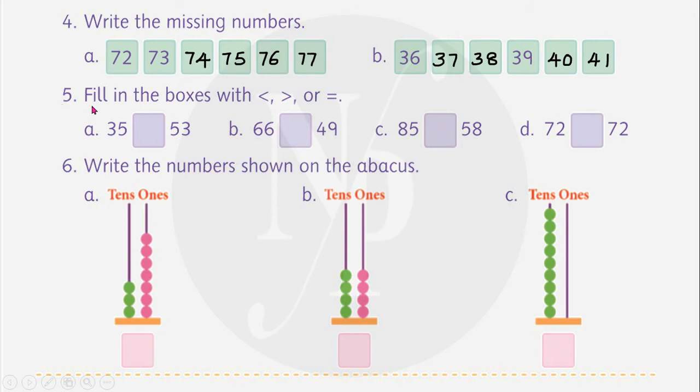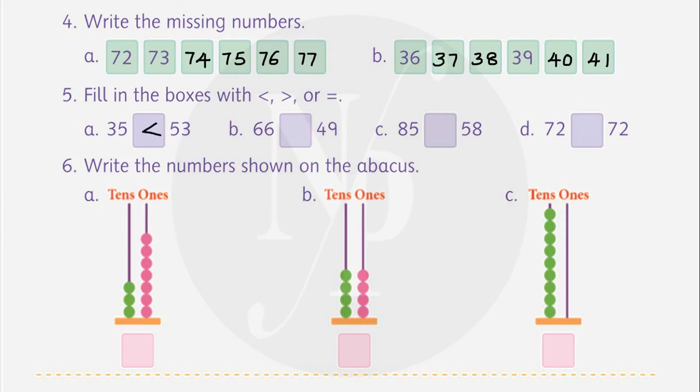Question number 5. Fill in the boxes with is less than, is greater than or is equal to sign. A. 35, a blank box is given and 53 is given here. So 35 is less than 53. So we will write the appropriate symbol in this box. 35 is less than 53.